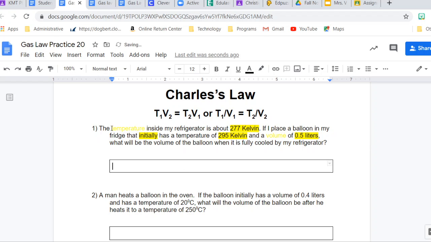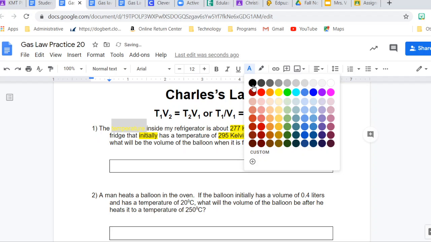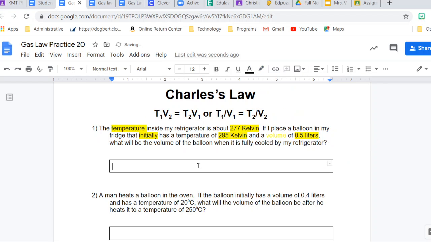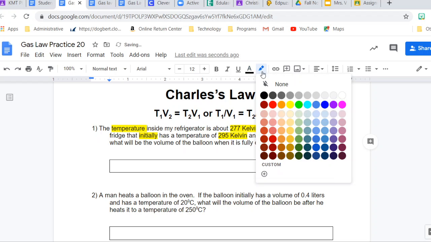volume. Oops, I changed the text color instead of the highlight. So, fix that for a minute. All right, so you have temperature and you have, and I did this to here too, guys. Oh boy. All right, volume.